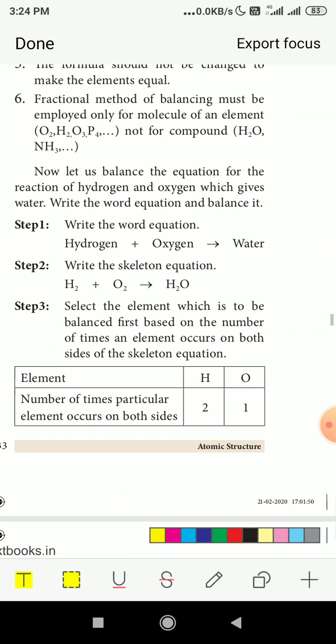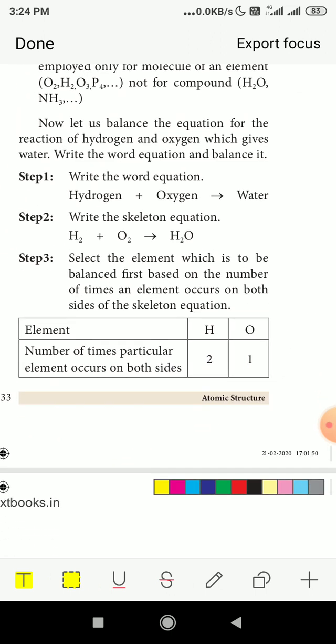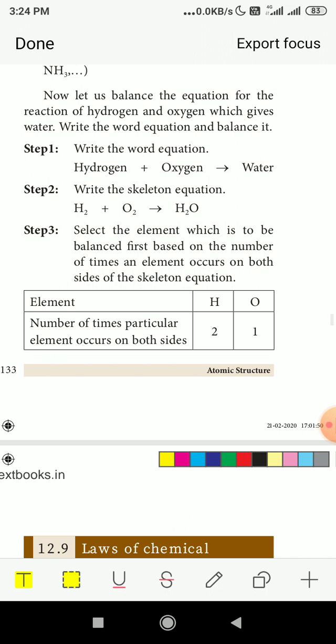Now let us balance the equation for the reaction of hydrogen and oxygen which gives water. What is water, how is it written? H2O. Step 1, write the word equation: hydrogen plus oxygen gives water. Write the skeleton equation: H2 plus O2 gives H2O.